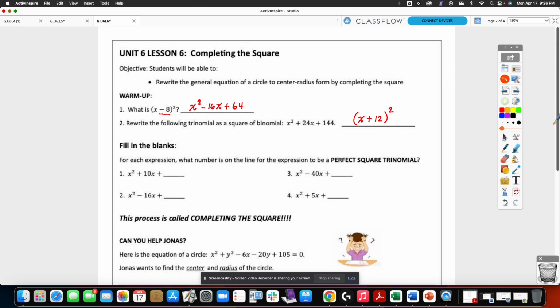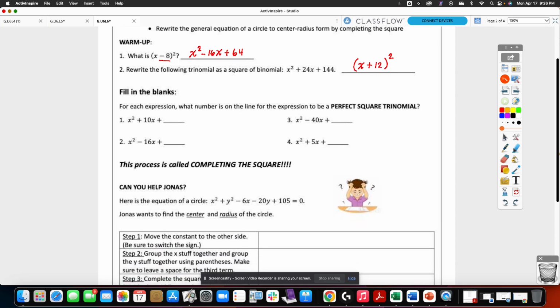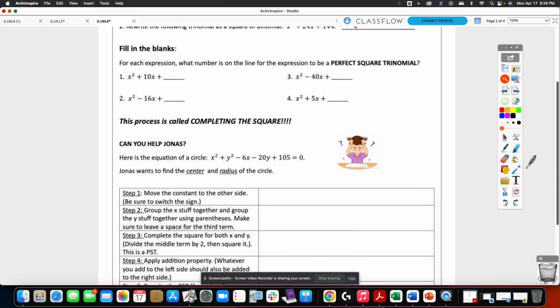Okay, so this is what we learned in lesson 5. Now, here's what we're going to do today. We're given these expressions, and what we want to do is to supply that third number so that you have a perfect square trinomial. So how do we find that third number? Okay, so let's take a look at number 1. We have x squared plus 10x plus what number will make this a perfect square trinomial?